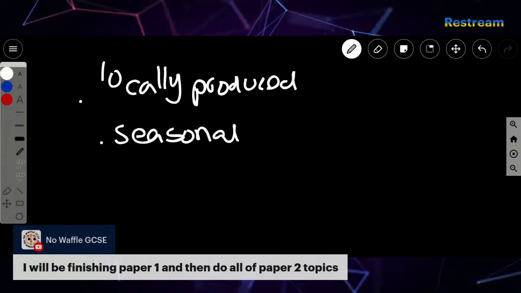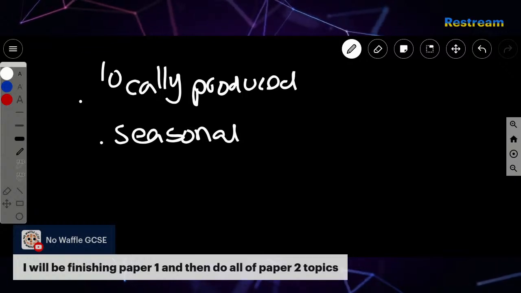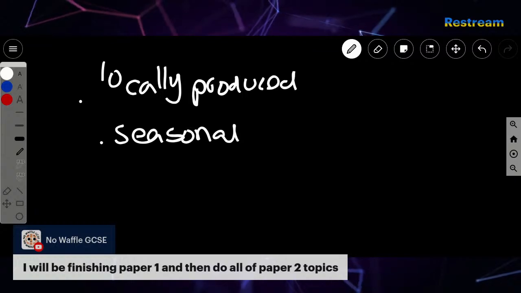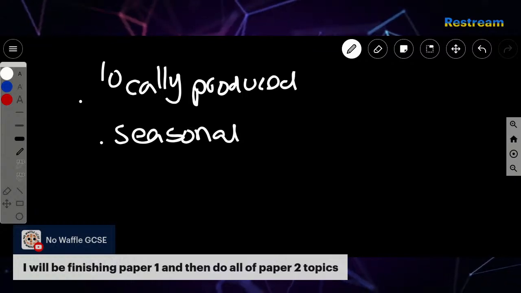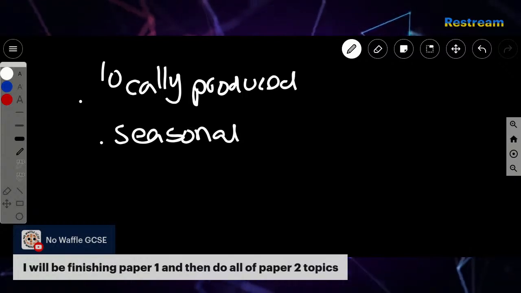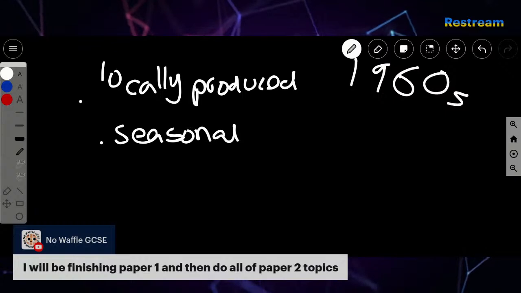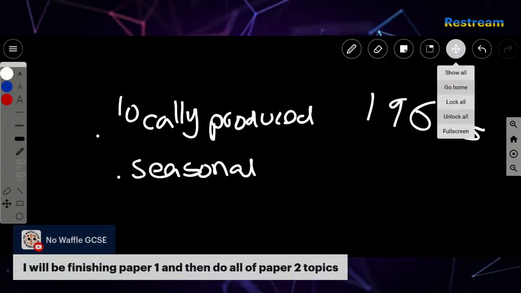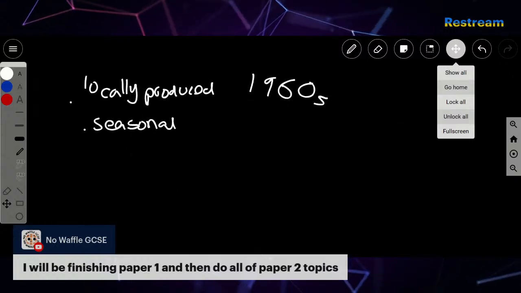For example, sometimes we can get food such as pineapples and bananas during the winter in the UK. Now, obviously, that means that it is not seasonal because bananas wouldn't technically grow in that time of year. So it's got chemicals and things like that. So in the 1960s, the majority of the food was very different to how we eat now. How we eat now, we tend to look at the three food groups.